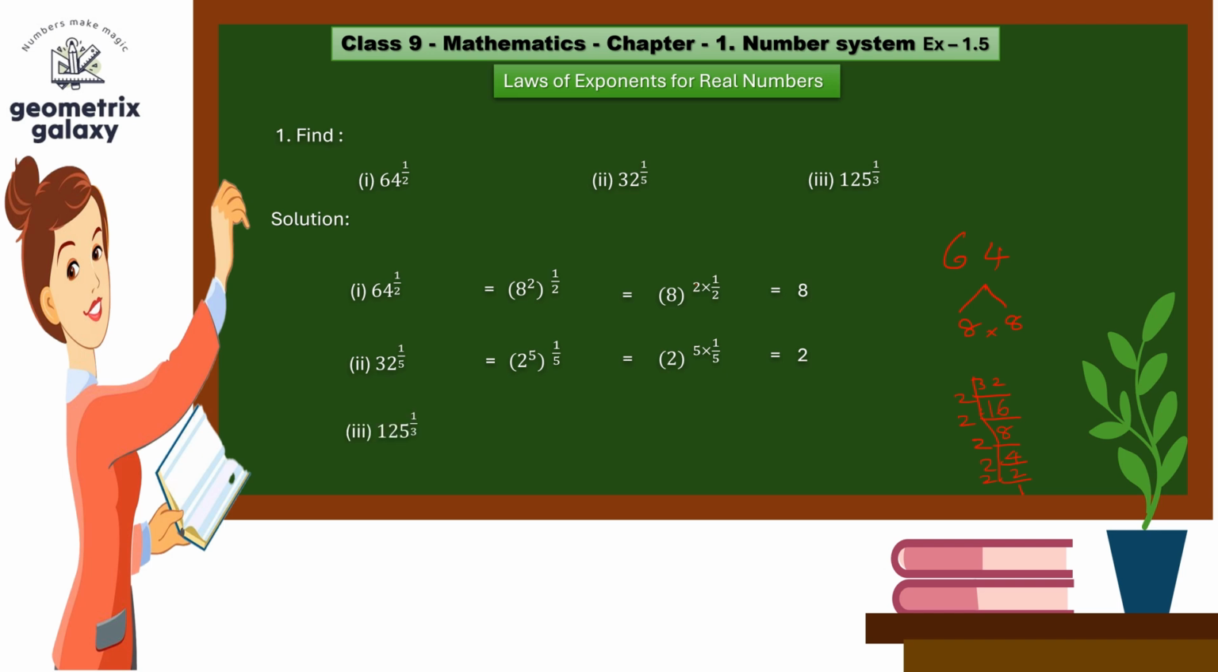Third subdivision is 125 to the power 1 by 3. 125, if I do prime factorization, I will get 5 power 3. So I can write the question as 5 power 3 whole power 1 by 3.